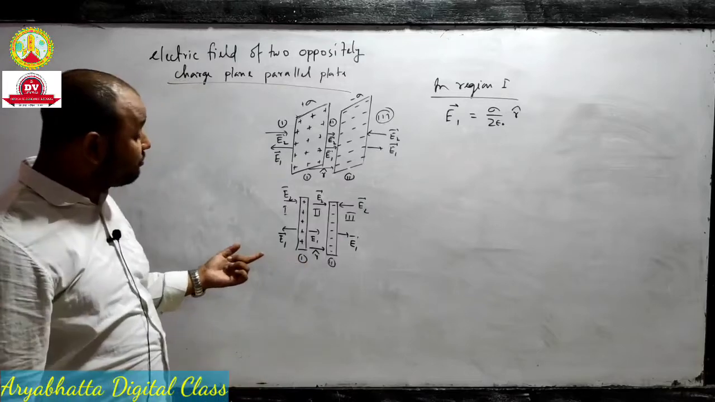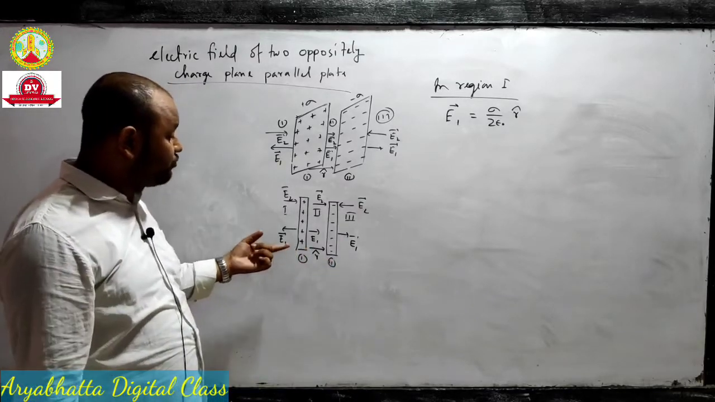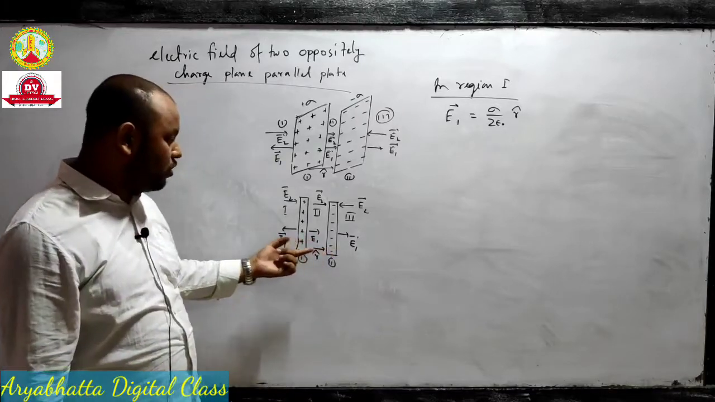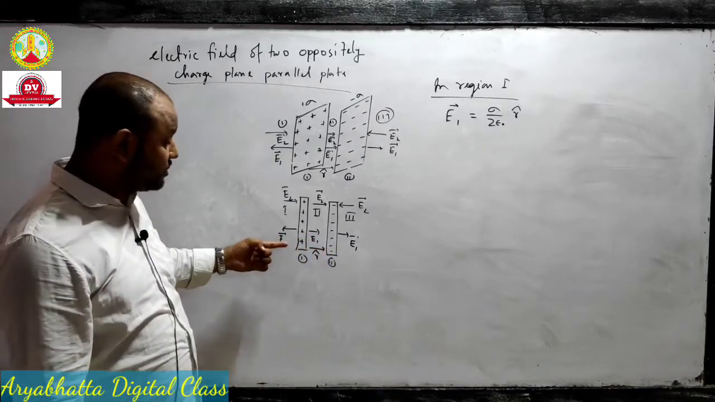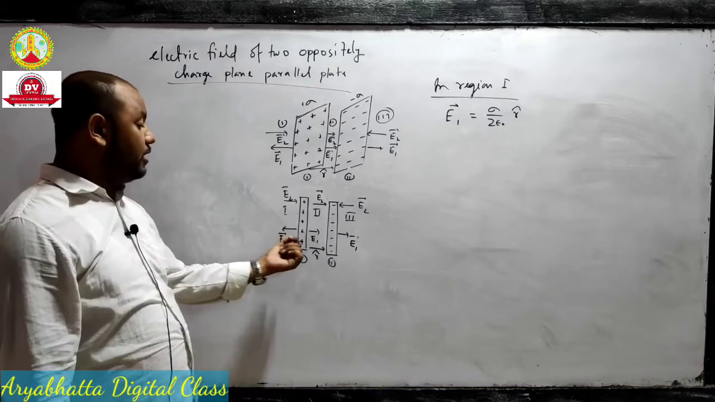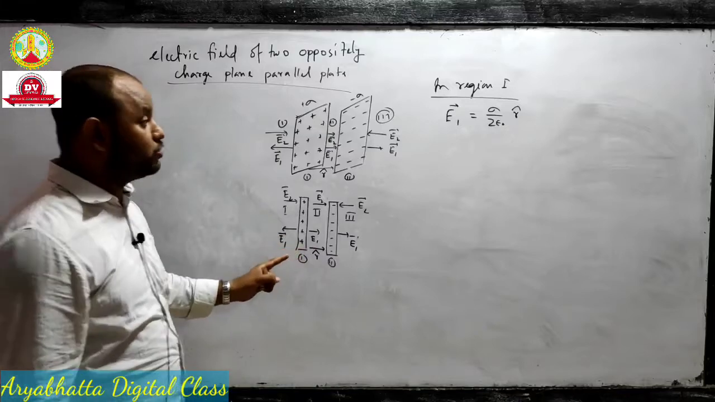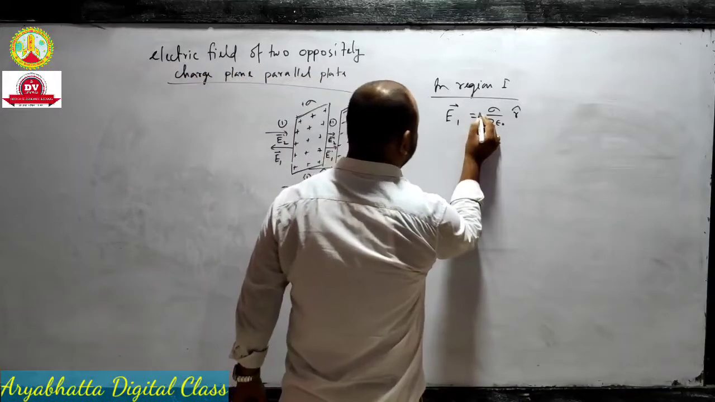Okay, here r cap is in the direction from 1 to 2. R cap is in the direction from positive to negative plate, or you can say r cap is in the direction from left to right. But you can see E1 is directed along the opposite direction of r cap. That is why we have to give a negative sign.